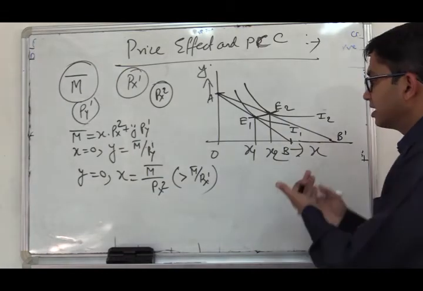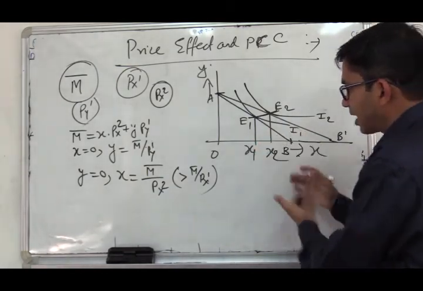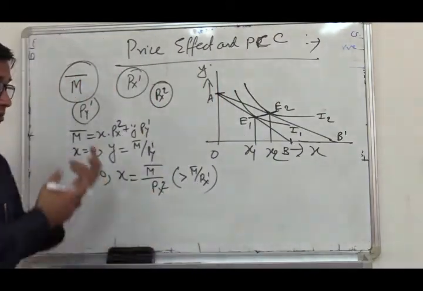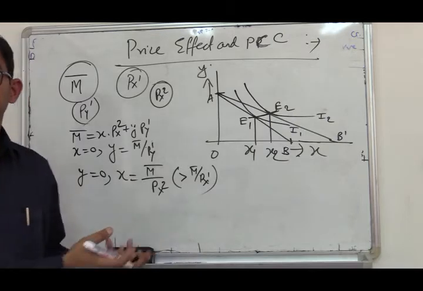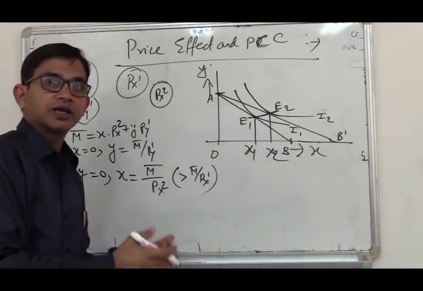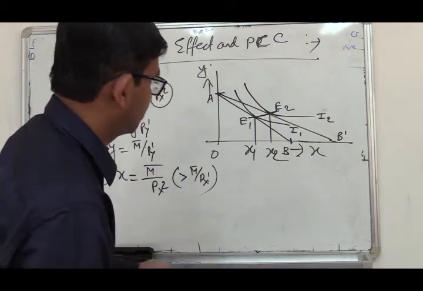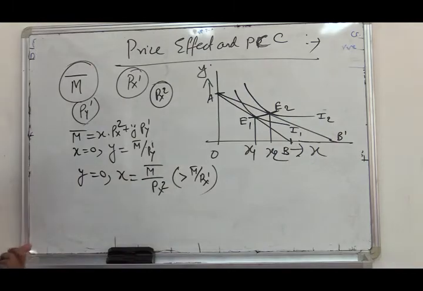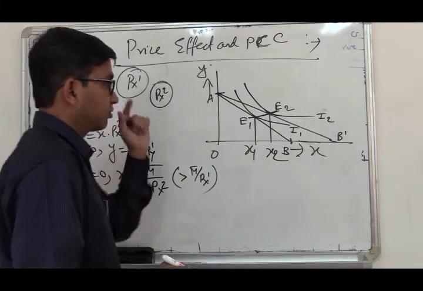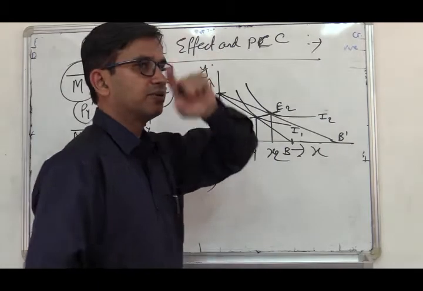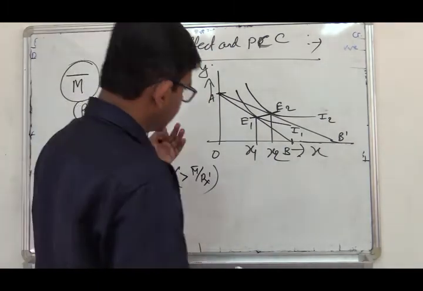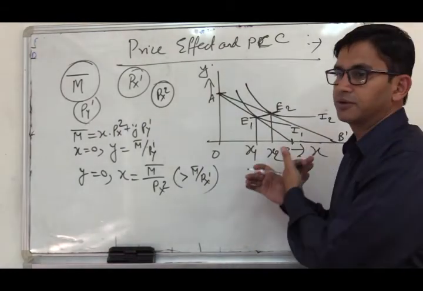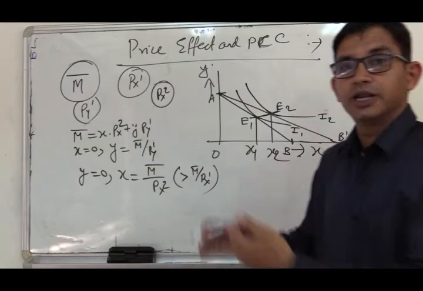Exactly here the price consumption curve and the price effect justify the law of demand: other things remaining constant, if the price of X is falling, consumption of X is increasing. That means the quantity demanded for X is more due to the fall in price of X. So this is the case of the price consumption curve. Whenever the price consumption curve moves from left to right due to a fall in price, we can say this commodity is a normal commodity, not an exception to the law of demand. It obeys the law of demand.